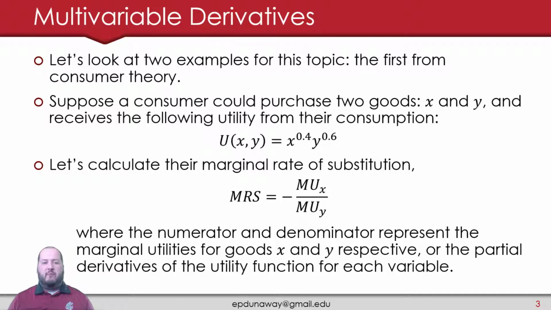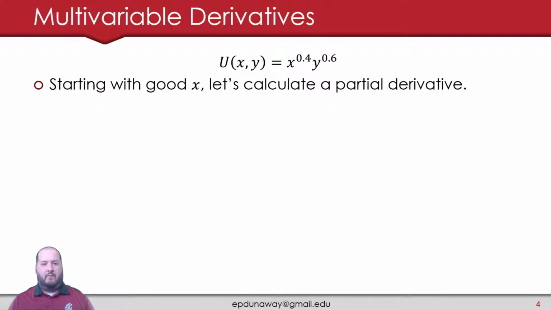First and foremost, let's calculate our marginal rate of substitution. Our marginal rate of substitution is going to be the negative marginal utility with respect to x divided by the marginal utility with respect to y. Just remember those numerators and denominators are both marginal utilities for goods x and y. As such, they are partial derivatives of the utility function for each variable. So we're going to need to calculate both of them in this case, one for x and one for y. Let's actually just jump right in. Let's start with good x and calculate a partial derivative.